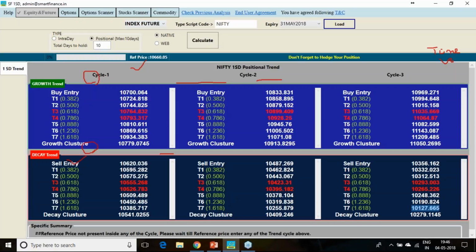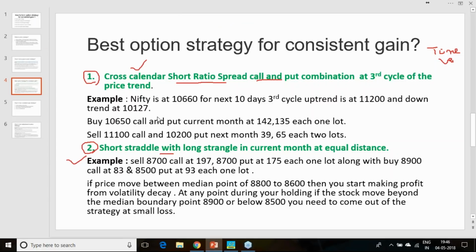So in this particular cross calendar spread, what we are doing, if you are just looking at the analysis, this is a one standard deviation analysis I am doing for the 10 days period for Nifty. So these are the levels I got for the 10 days period. Now Nifty is at 10,660, and for the coming 3 days period these are the levels I am getting.